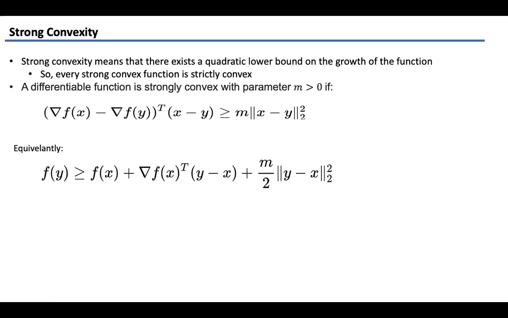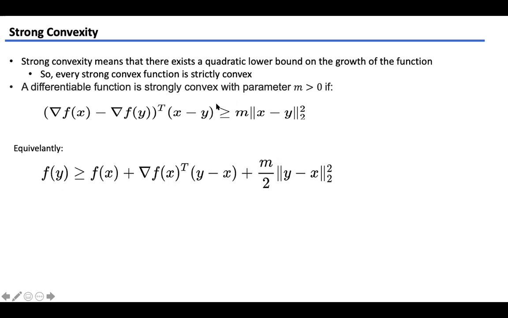Now we come to the definition of strong convexity. We say a function is strongly convex if there exists a quadratic lower bound on the growth of the function. And since quadratic functions grow faster than linear functions, every strongly convex function is a strictly convex function. And we say a differentiable function is strongly convex with parameter m that is greater than 0 if this inequality is satisfied, or, in an equivalent way, this condition is satisfied.